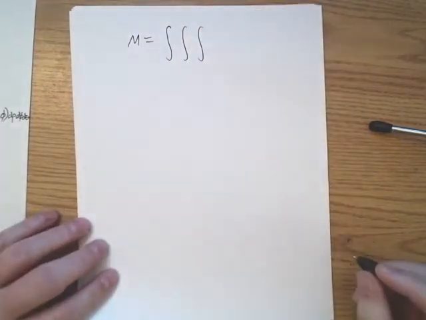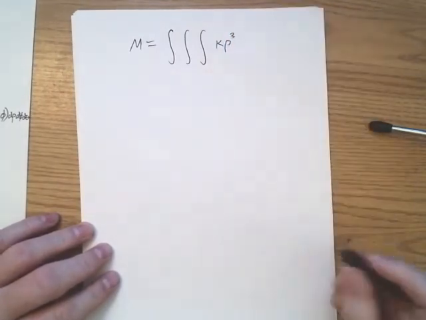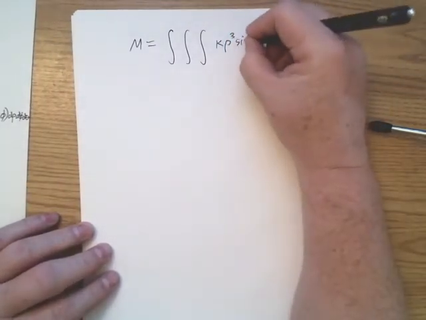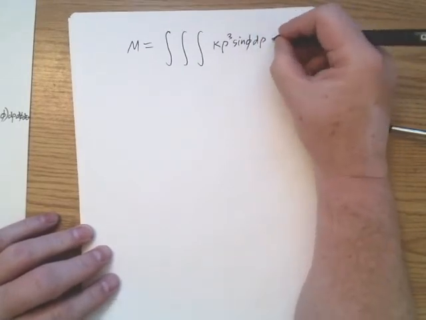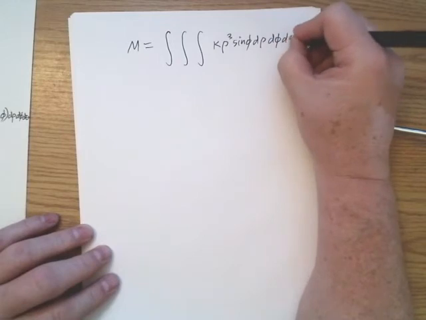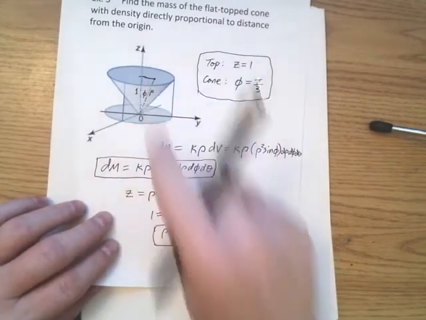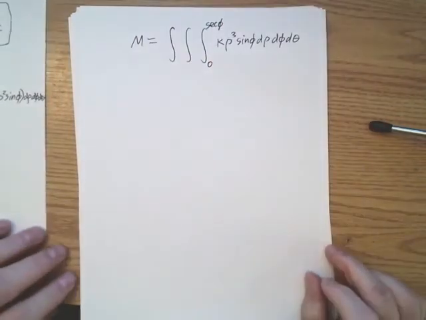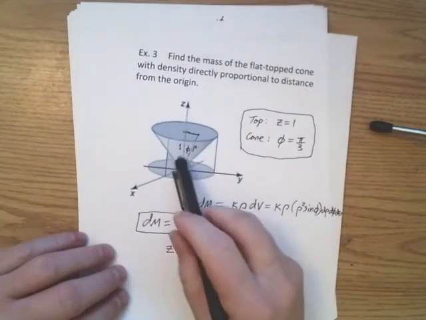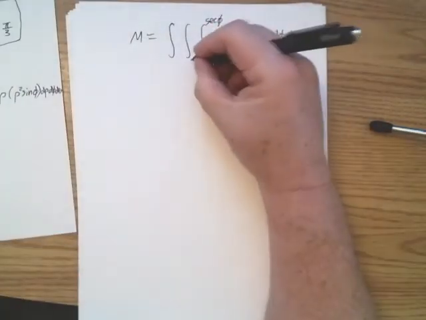All right, we've got to get our integrand in there properly. Sine phi d rho d phi d theta. And we said what? Rho, first of all, is going from 0 out to the secant of phi. Now, where is phi going from and to? Phi is always going from 0 out to pi over 3.